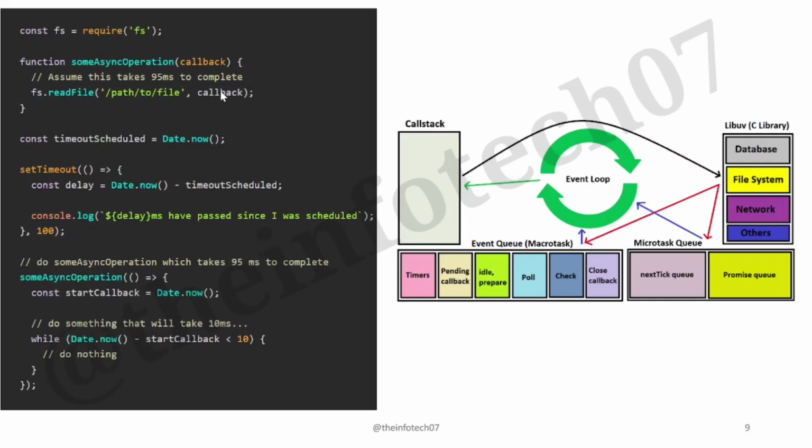Then it will call this callback. Then after that I have declared one variable, timeout scheduled, and assigned the current date time. Then I call the function setTimeout with 100 milliseconds. Suppose this callback should be called after 100 milliseconds, but in this code it will not be called after 100 milliseconds. Why will this happen? I will explain.